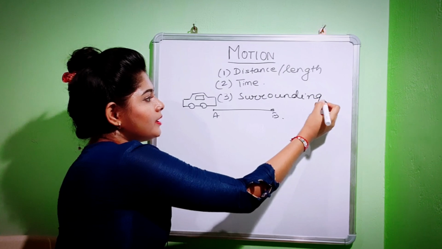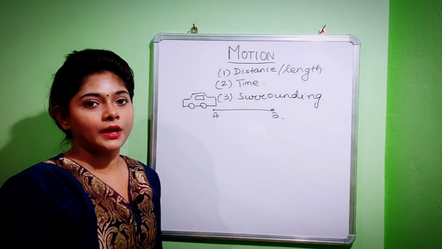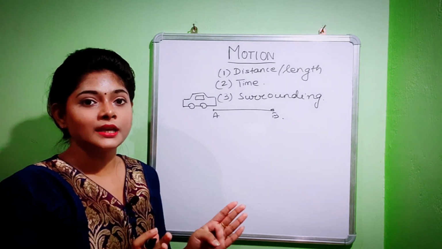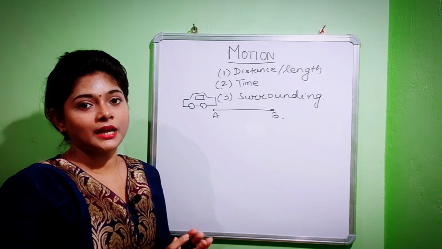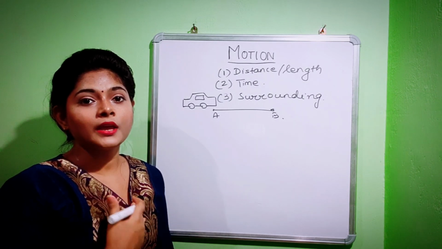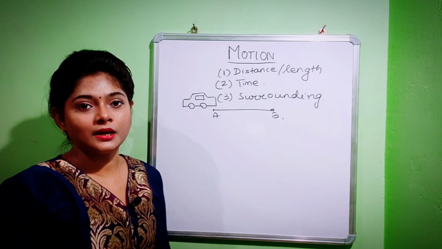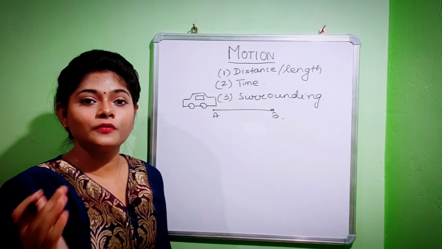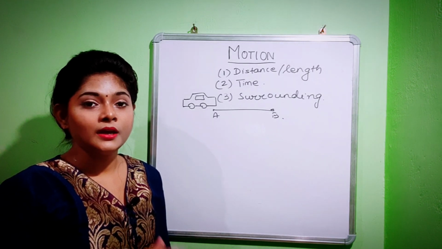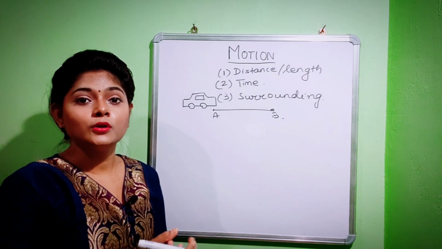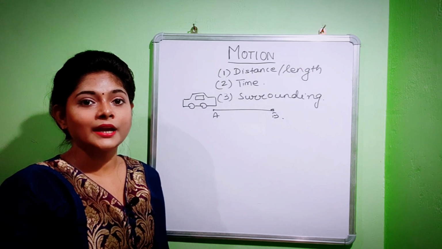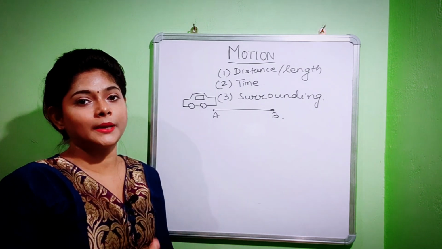How can we know that an object is moving? If the objects in its surrounding are still, only then will we know that an object is moving. For example, we are staying inside the earth and the earth is moving around the sun, but can we feel that we are also moving? Can we feel this movement? No, we can't. Why? Because all the things inside the earth are also moving with the same speed.